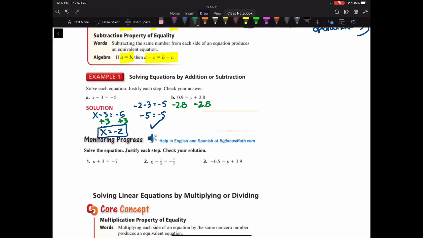0.9 minus negative 2.8. And so 0.9 minus negative 2.8 is a negative 1.9. And we can verify that because if we take negative 1.9 plus 2.8, we get 0.9. All right.